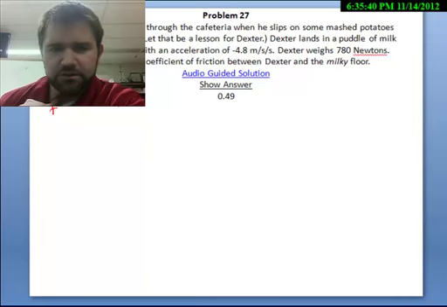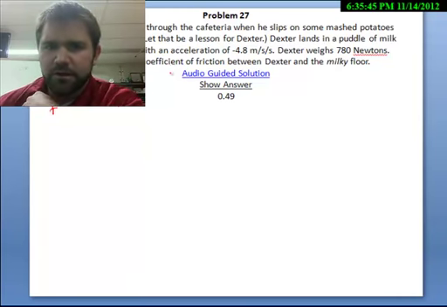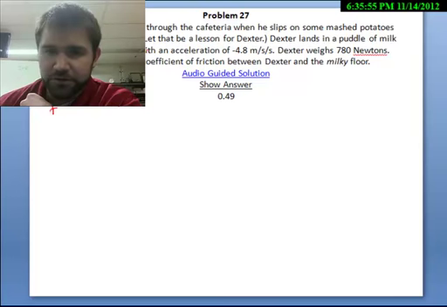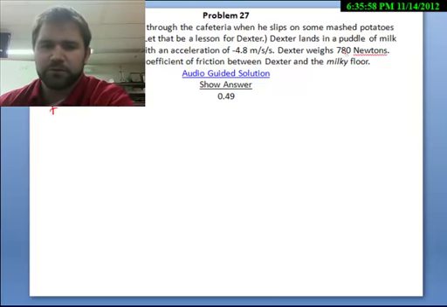So Dexter Ayus is running through the cafeteria when he slips on some mashed potatoes and falls to the floor. Dexter lands in a puddle of milk and skids to a stop with an acceleration of negative 4.8 meters per second squared. Dexter weighs 780 newtons. Determine the coefficient of friction between Dexter and the milky floor.